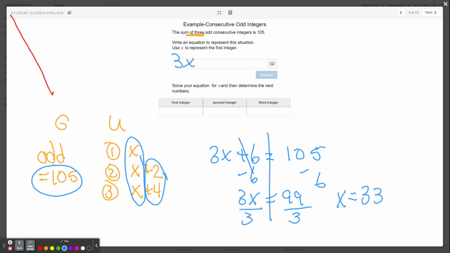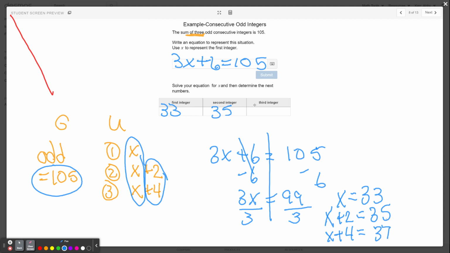So the equation, if you check it, is 3x plus 6 equals 105. Our first integer is going to be 33. How do I get to the next odd integer? You're going to add 2 to it. Then you're going to add 2 more. And you're going to get to 37. So 33, 35, and 37 are your odd consecutive numbers that total to be 105.